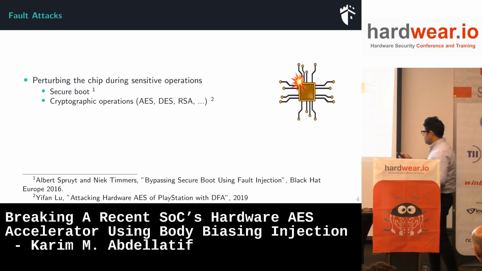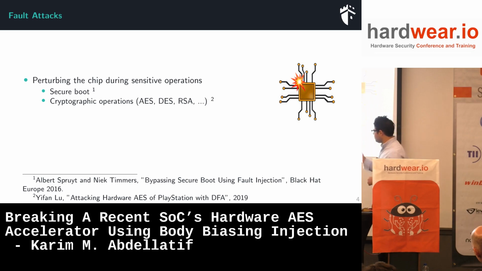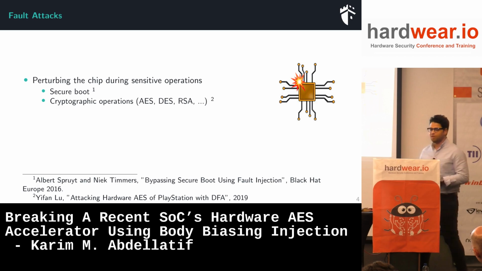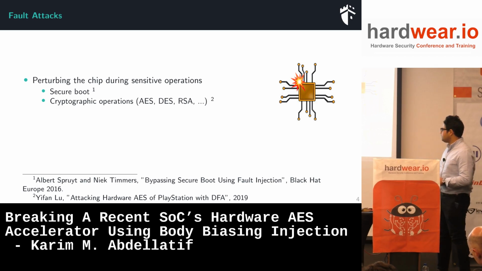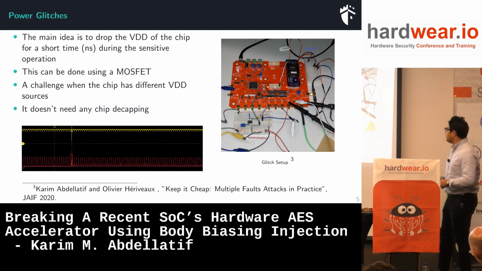You can find here a very interesting paper about a guy who already attacked the AES of PlayStation using differential fault analysis. I don't know if you know this paper or not, but it was very interesting to show a practical attack.